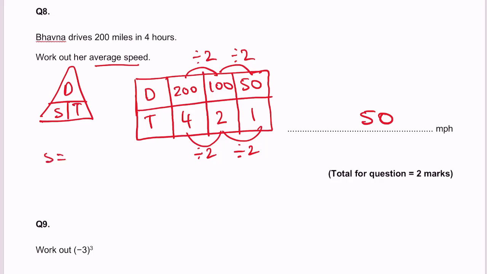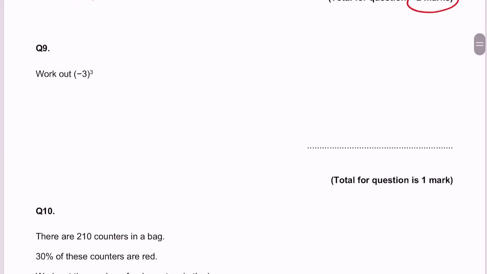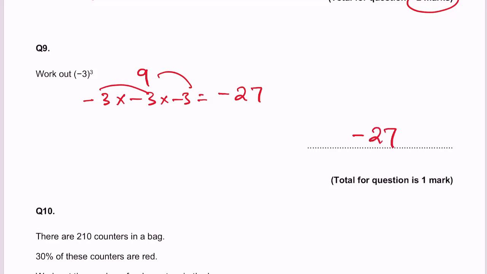So speed is distance divided by time, so distance is 200 and time is 4, and that gives us 50. Pretty straightforward question for this one. 2 marks. Question 9, work out minus 3 cubed. That means we need to multiply minus 3 by itself 3 times. Minus 3 times minus 3 is plus 9, and 9 times minus 3 is minus 27. So the answer is minus 27.